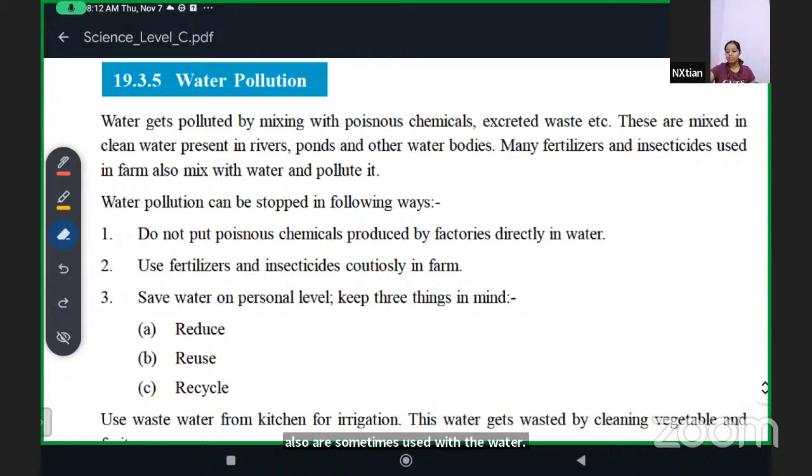Can you give me one or two examples of how water pollution takes place? Specific examples of how water pollution takes place?